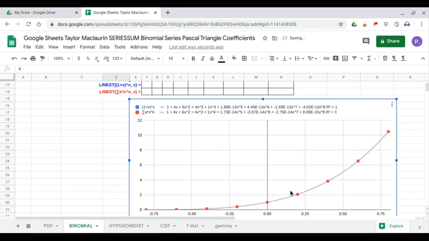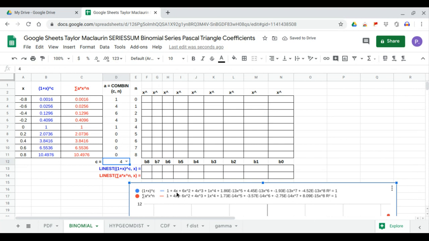We calculate these values of B0, B1, B2, B3, B4 using LINEST. But we already generated the Pascal triangle coefficients. So 1, 4, 6, 4, 1. If we change that to 3, there's a Pascal triangle, the coefficients 1, 3, 3, 1. So these are the Pascal triangle coefficients.